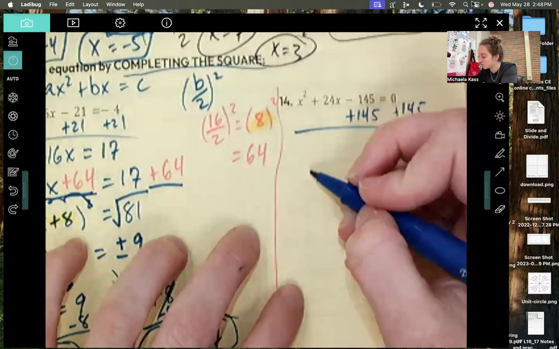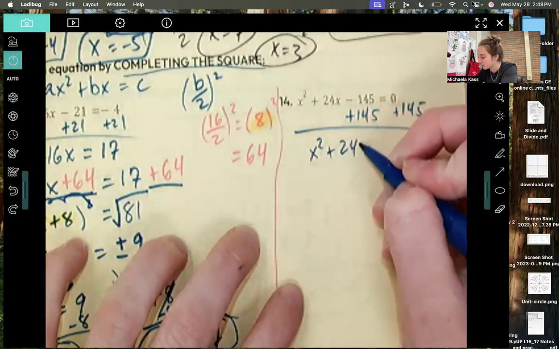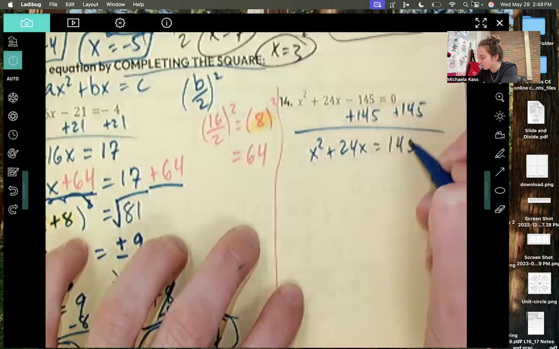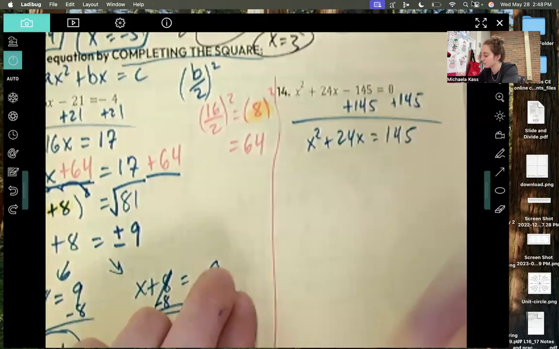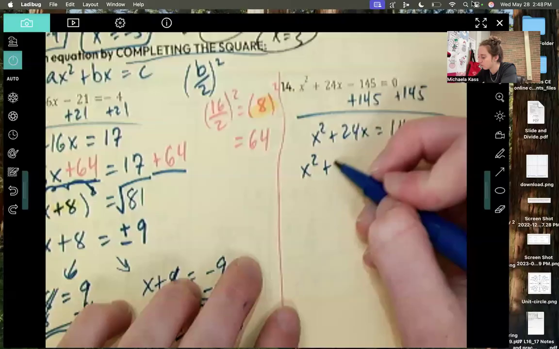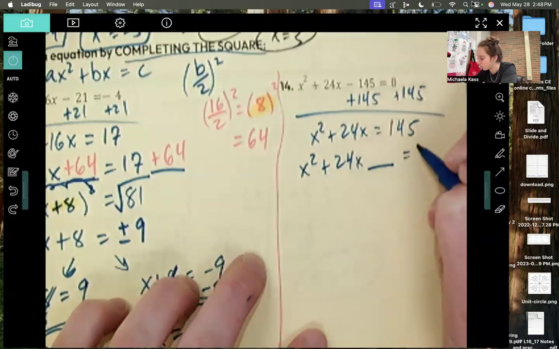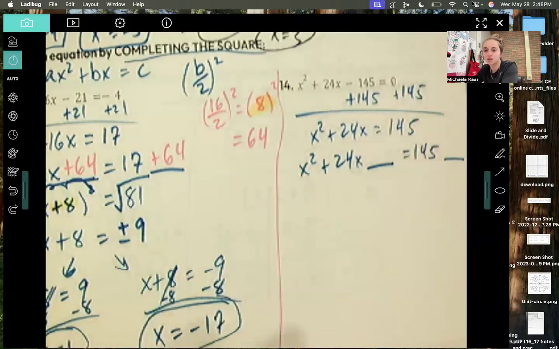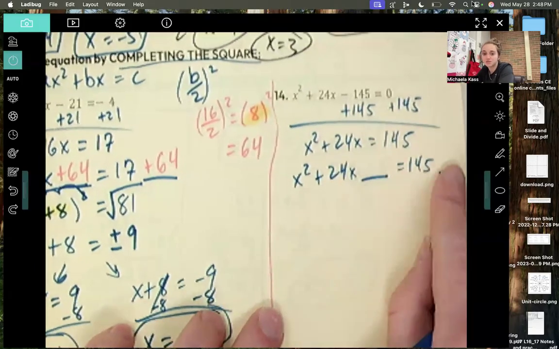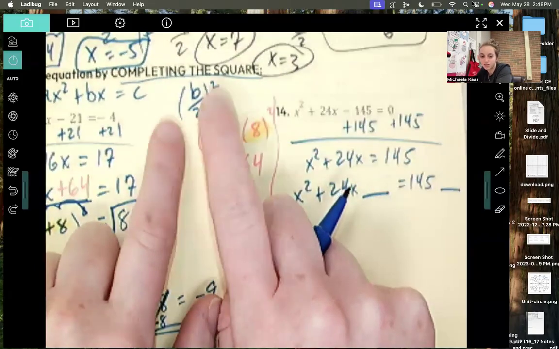All right, so we've got x squared plus 24x equals 145. Next step, put some blanks. So we've got x squared plus 24x blank equals 145 blank. How do we get those blanks? The formula. Okay, this guy right here.